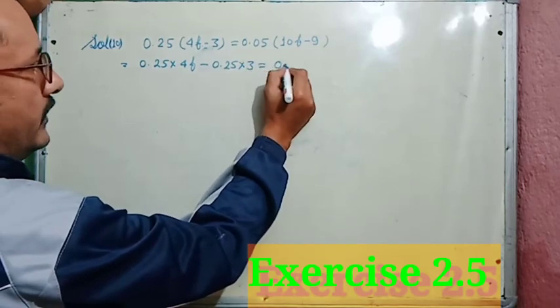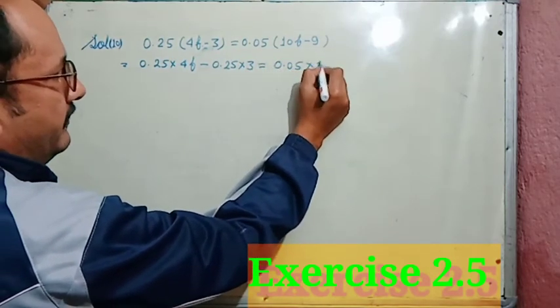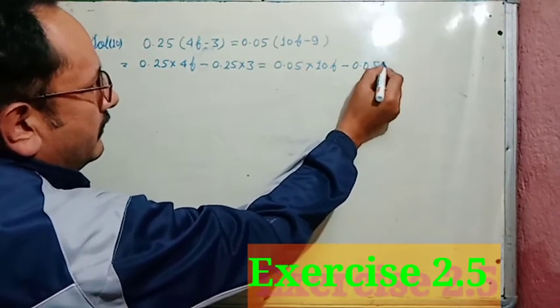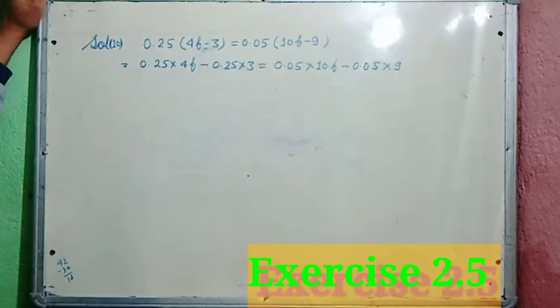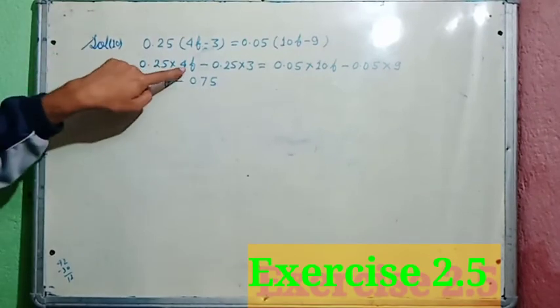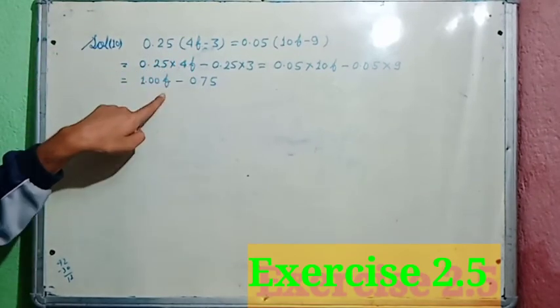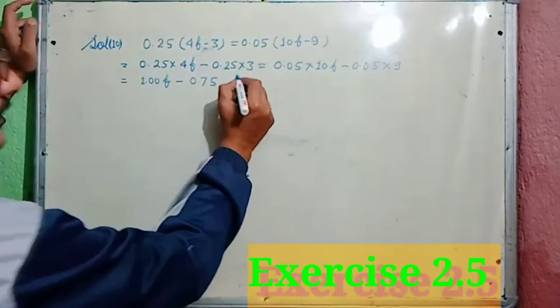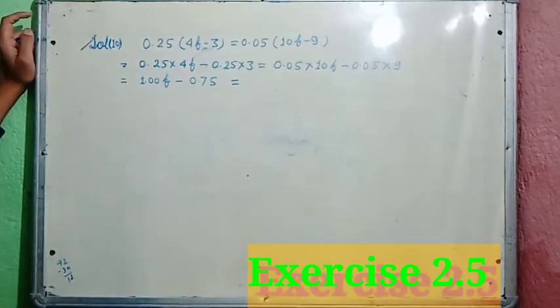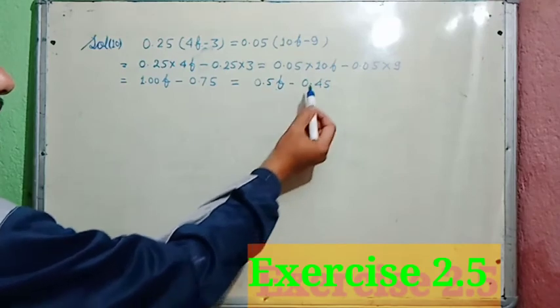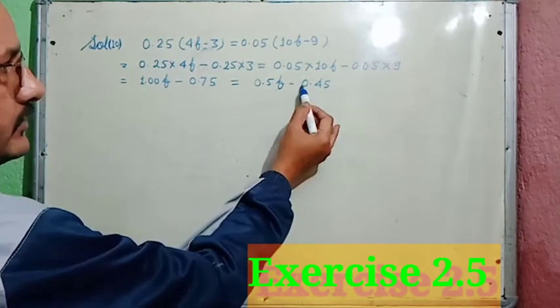0.05 into 10f minus 0.05 into 9. Now you can multiply. 0.25 into 4 is 1.00f minus 0.25 into 3 is 0.75. Similarly, you can multiply here on right hand side. 0.05 into 10 is 0.5f and 0.05 into 9 is 0.45.